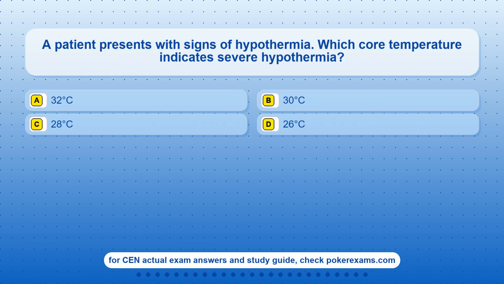Question 5. A patient presents with signs of hypothermia. Which core temperature indicates severe hypothermia? Option A, 32 degrees Celsius. Option B, 30 degrees Celsius. Option C, 28 degrees Celsius. Option D, 26 degrees Celsius.